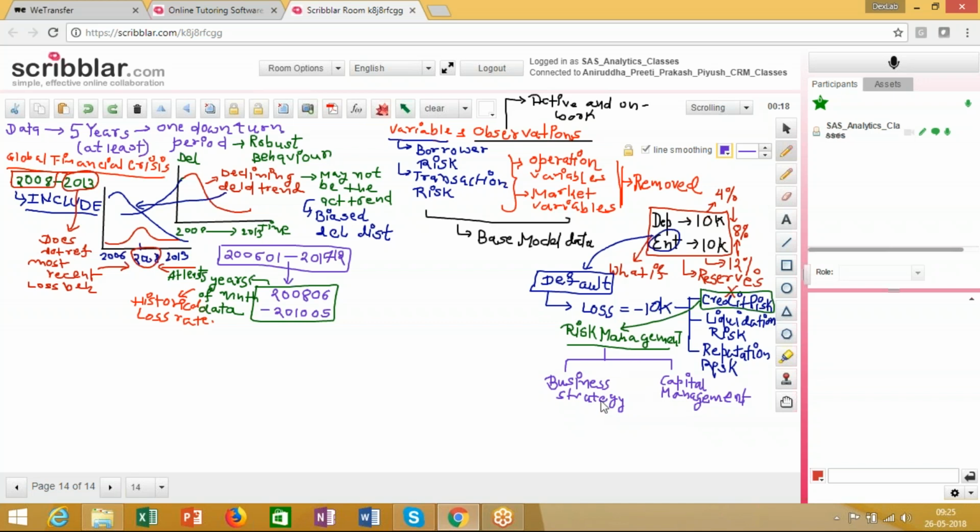Now, the question that you might ask is that if we have the business risk management strategies, why would I need capital management separately to be done? Because I'm already managing the risks. So, let's try to understand why we need both of these in place.